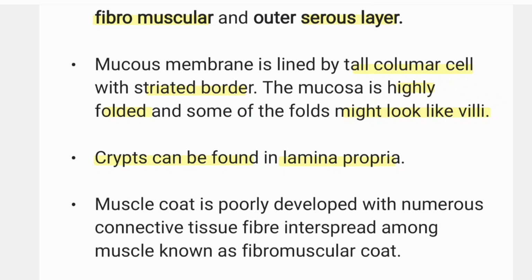The muscle coat is poorly developed, with numerous connective tissue fibers. It is poorly developed because there are both connective tissue and muscle fibers interspersed among the muscle, and these together form the fibromuscular coat.